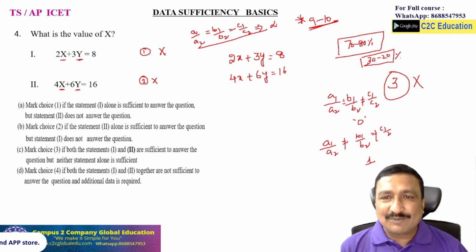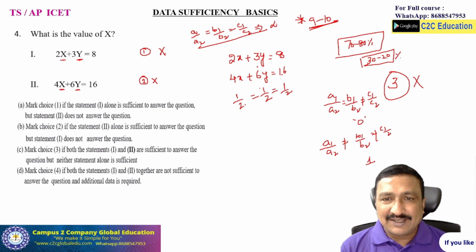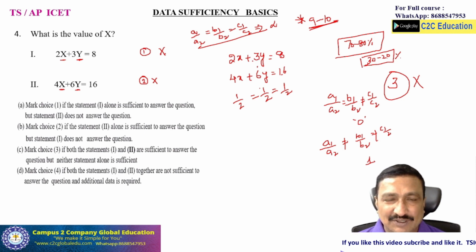If you know this subject knowledge, then you can say this answer: 2/4 = 1/2, 3/6 = 1/2, 8/16 = 1/2. So here these two equations are satisfying a1/a2 = b1/b2 = c1/c2, so they have an infinite number of solutions. So x has infinite solutions, y has infinite solutions. That's why, even while combining, we cannot find the answer.